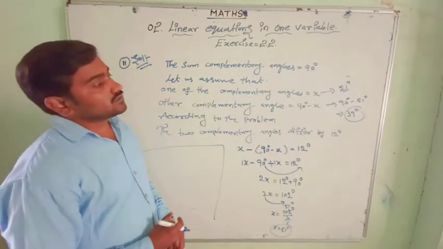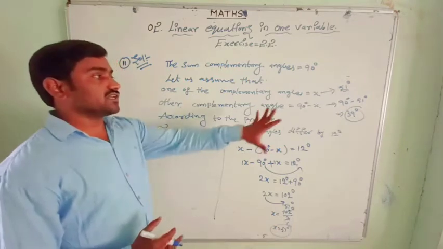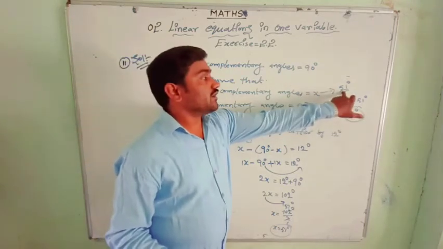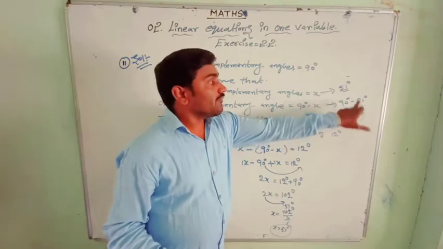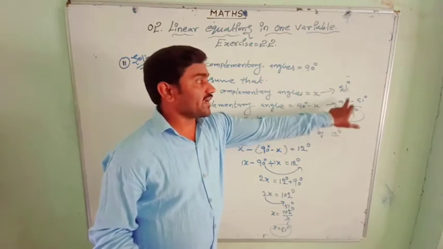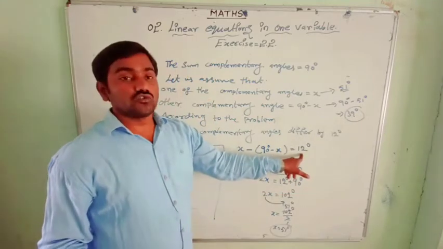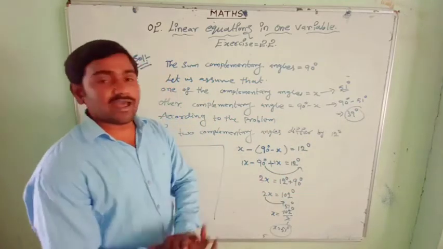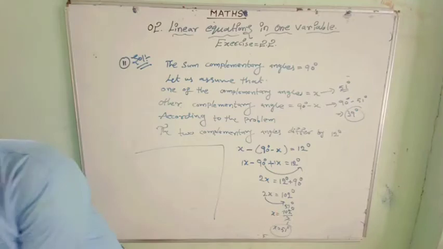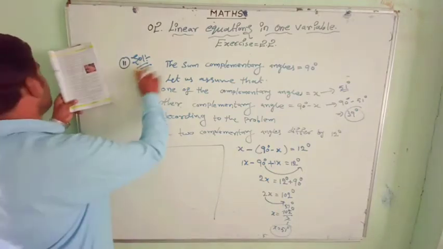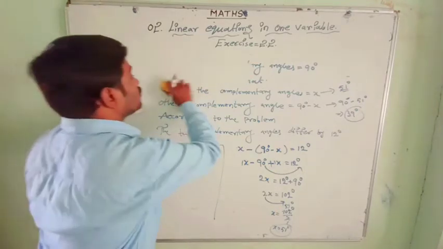So these are the two complementary angles, 51 and 39. The difference of these two complementary angles, if you subtract 51 minus 39, definitely you will get 12 as an answer. So it is balanced. Now we can go for question number 12.